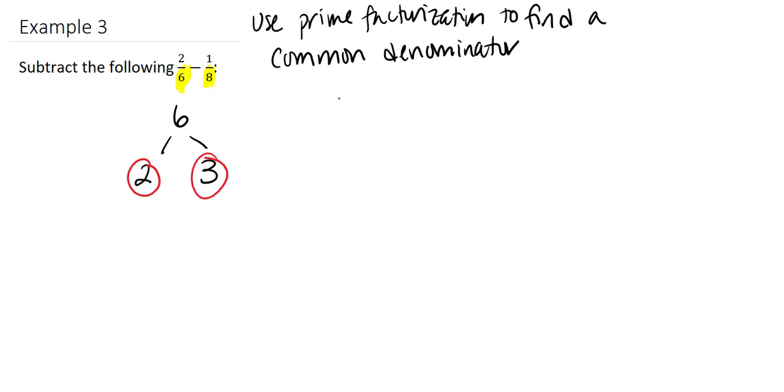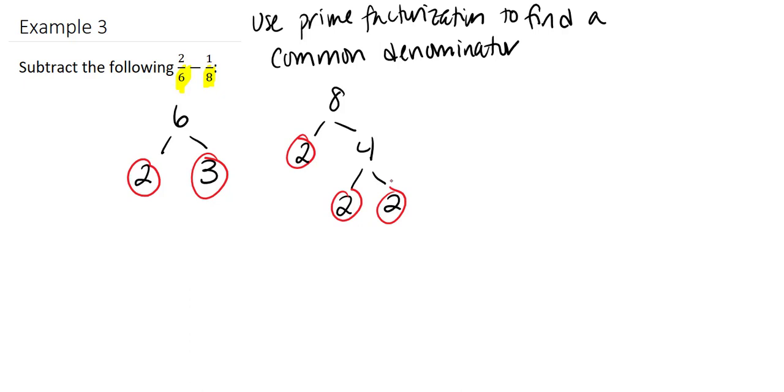Then we're going to look at 8. 8 can be broken down into, well, 8's even too, so that's 2, and then 4, and then 4 is even. It can be broken down into 2 and 2. So now we're done finding the prime factorization of both numbers.